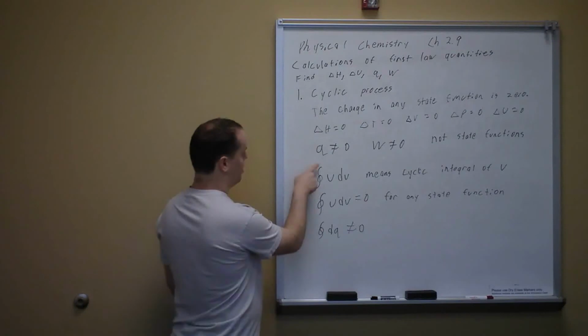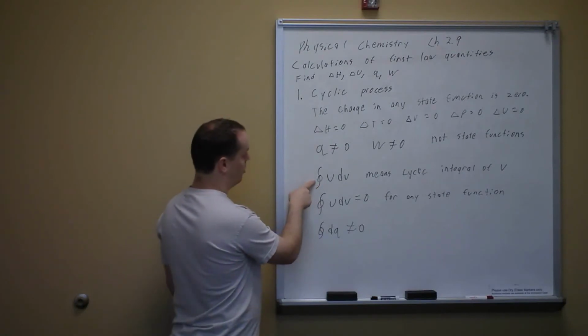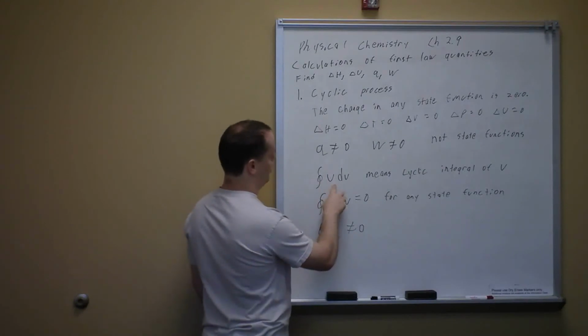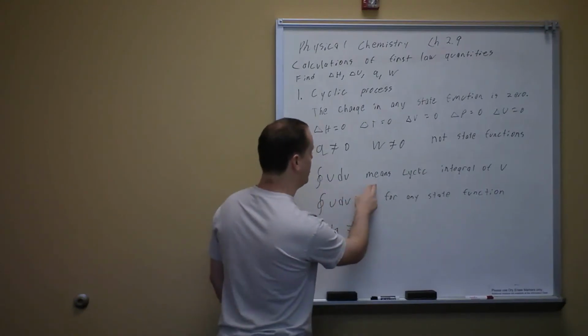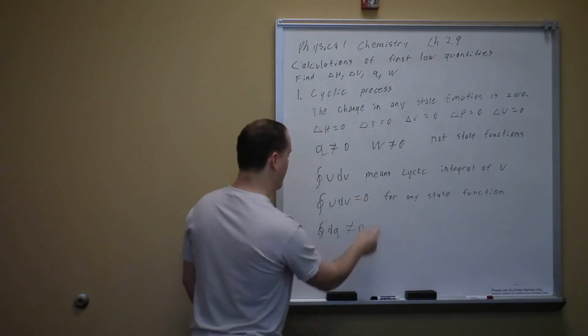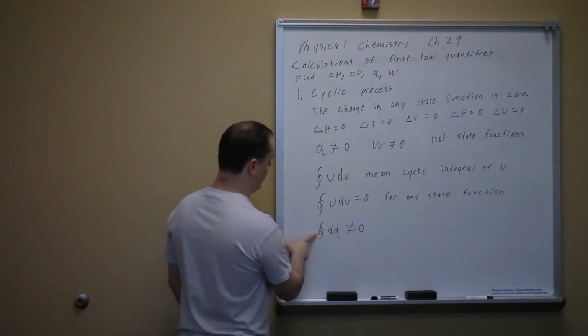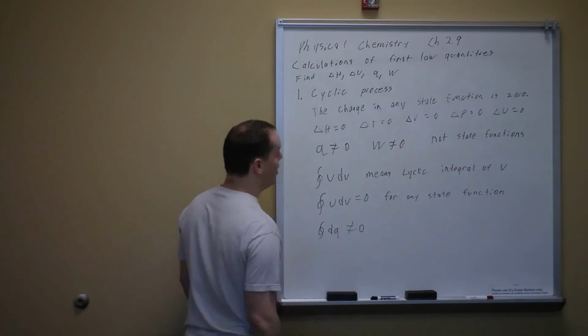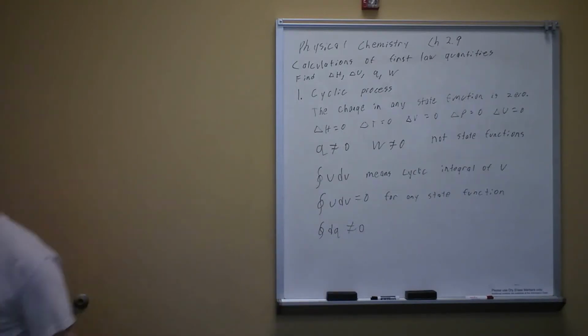Now, as far as notation, this integral symbol with the circle means cyclic integral. So if we have a state function, the cyclic integral of du, for any state function, is going to be equal to 0. On the other hand, if you do a cyclic integral of something that's not a state function, such as dq, that's not going to be equal to 0.